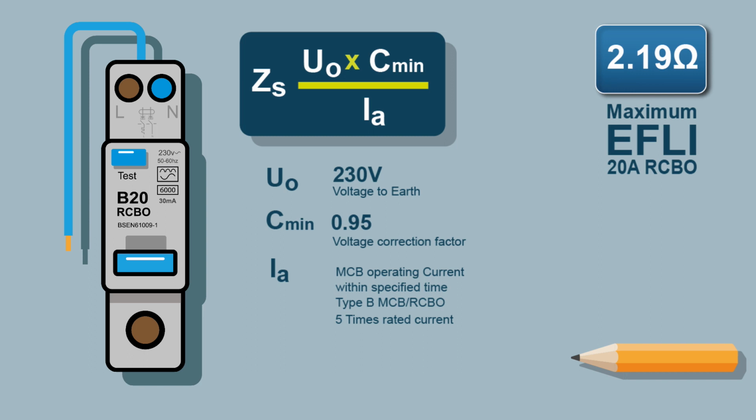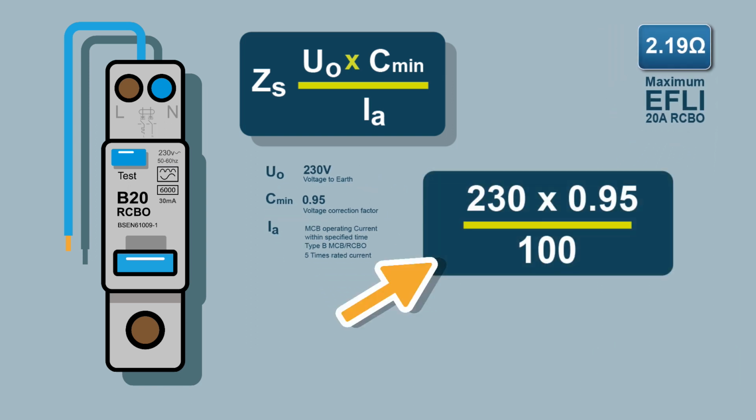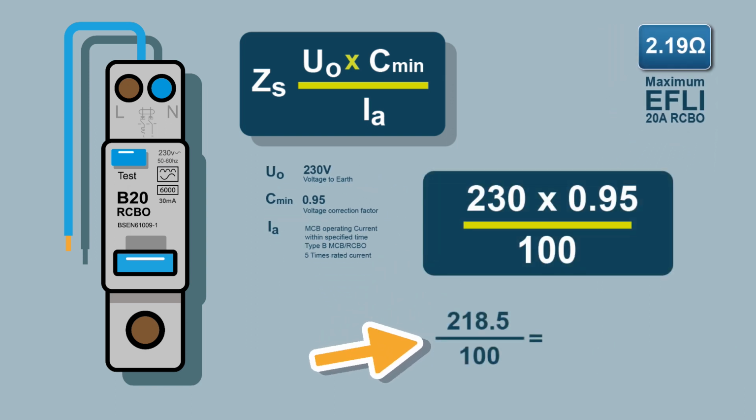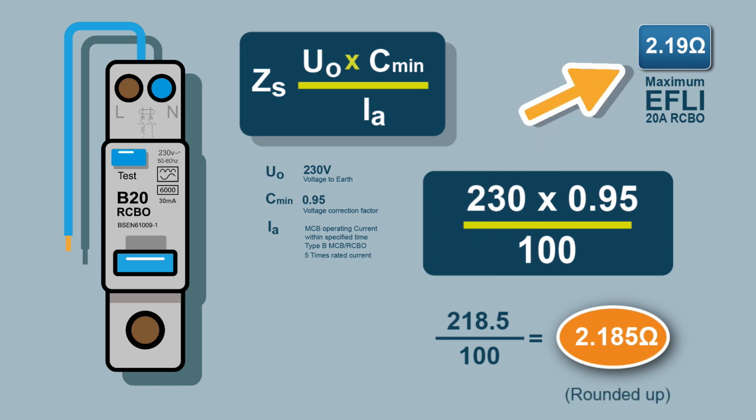Remember we talked about the type B? Type B is 5 times the rated current. So 230 times 0.95 is 218.5, and we divide 218.5 by 100, our fault current, and it gives us 2.185 ohms. And I've rounded that up to 2.19 ohms, maximum earth fault loop impedance for a 20 amp RCBO. That's how they calculate these numbers in BS 7671.